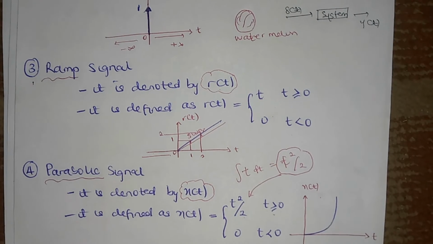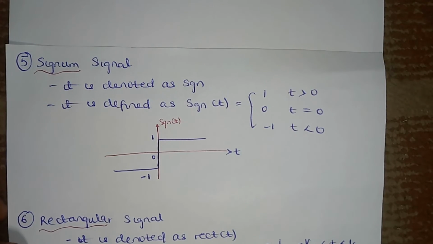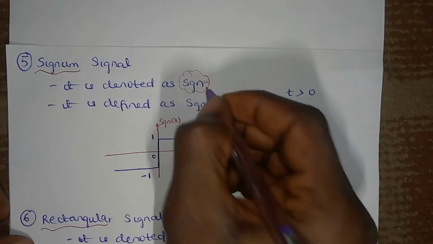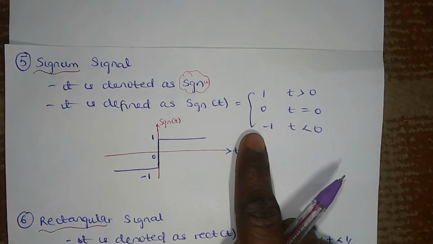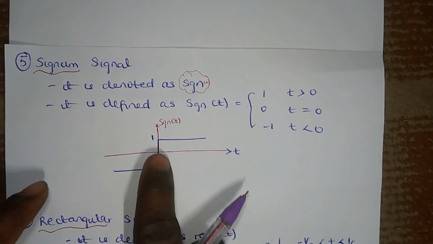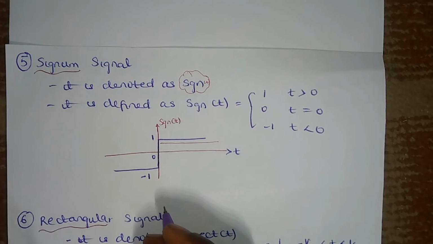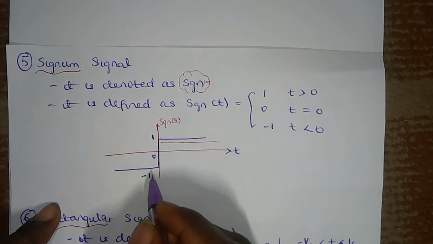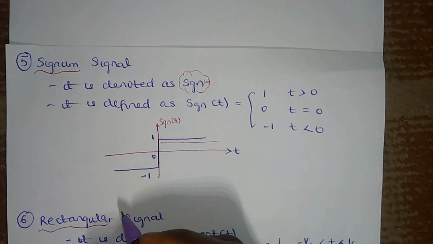Now let's look at the fourth and the fifth signal. The fifth signal is called signum, defined by SGN of t, if you may call it that way. It has 3 levels or 3 values: a 1, a 0, and a -1. It has a unity value for t greater than 0, at the origin it has a value of 0, and at t less than 0, it has a value of -1. Like 3 levels.